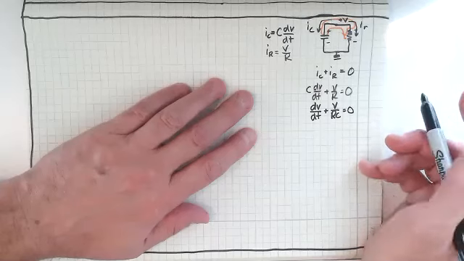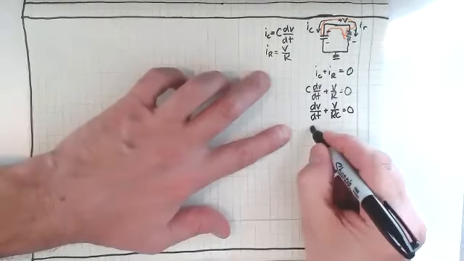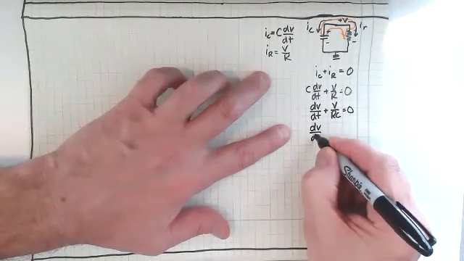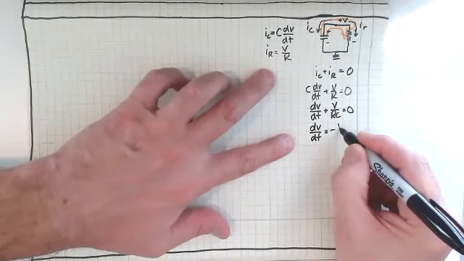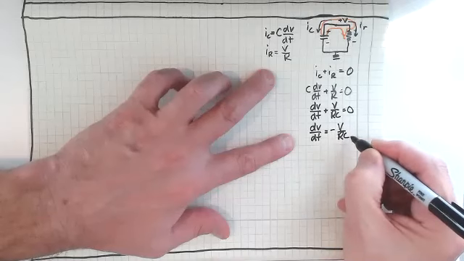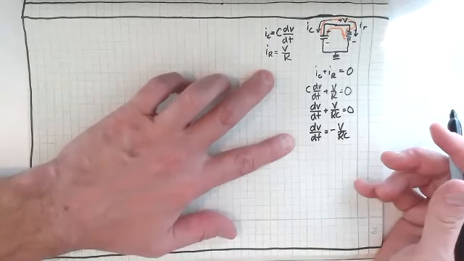Now, how about we take this one over to the other side? So dv/dt equals minus v over RC, right?